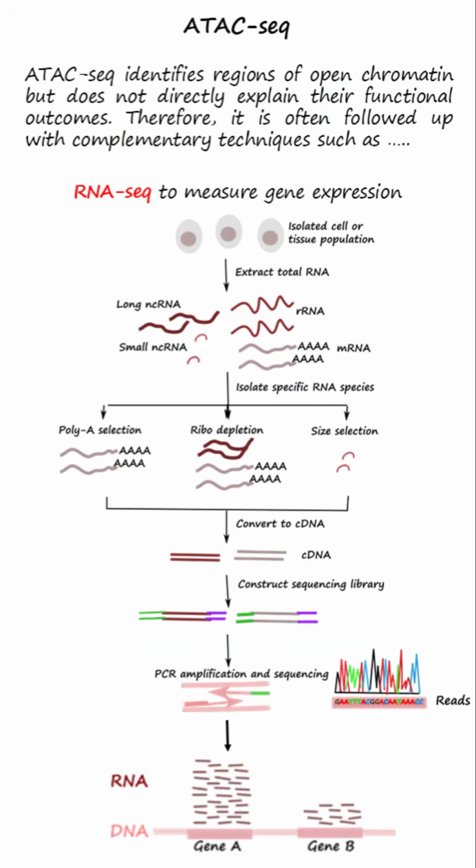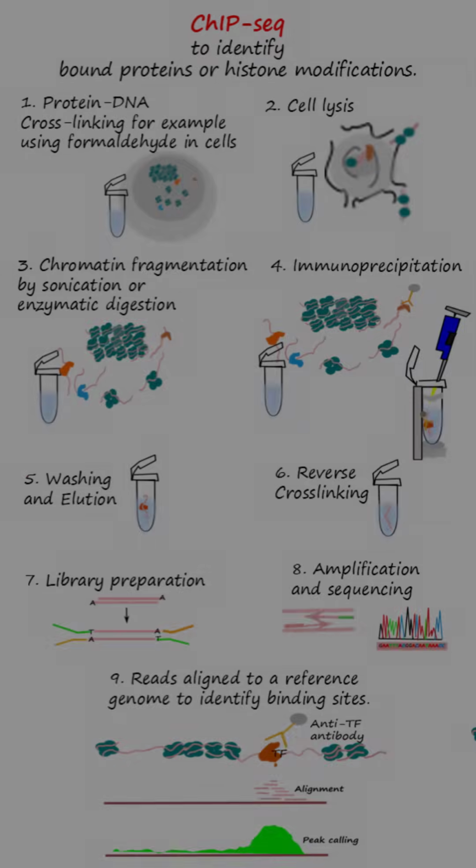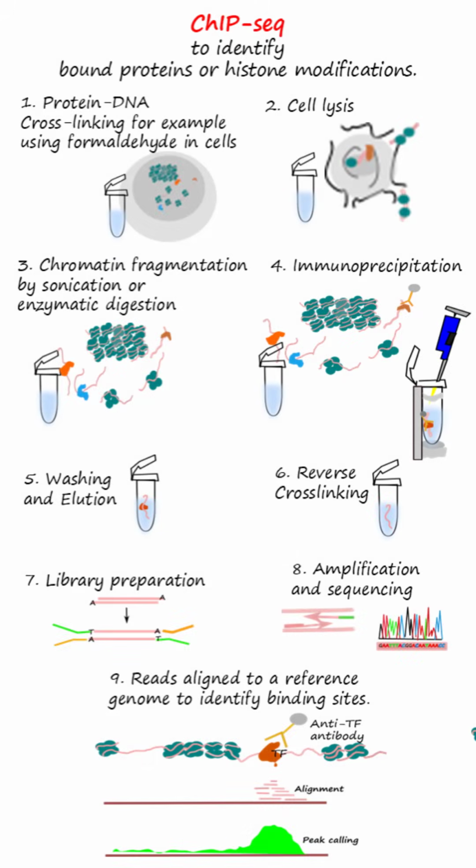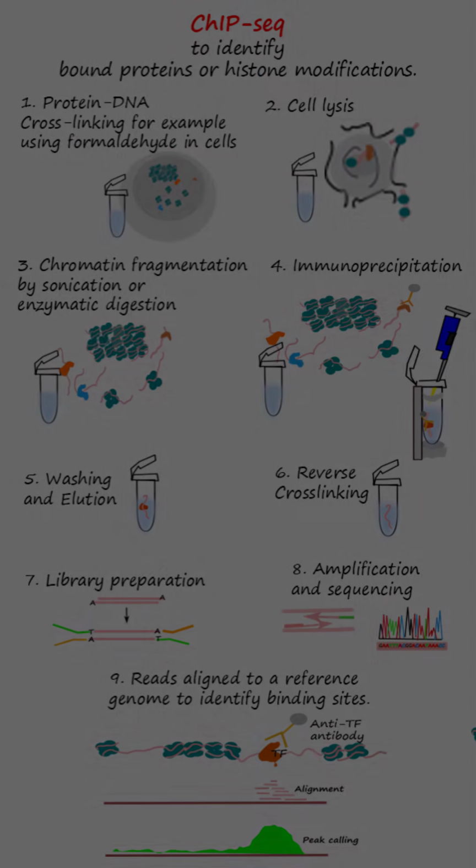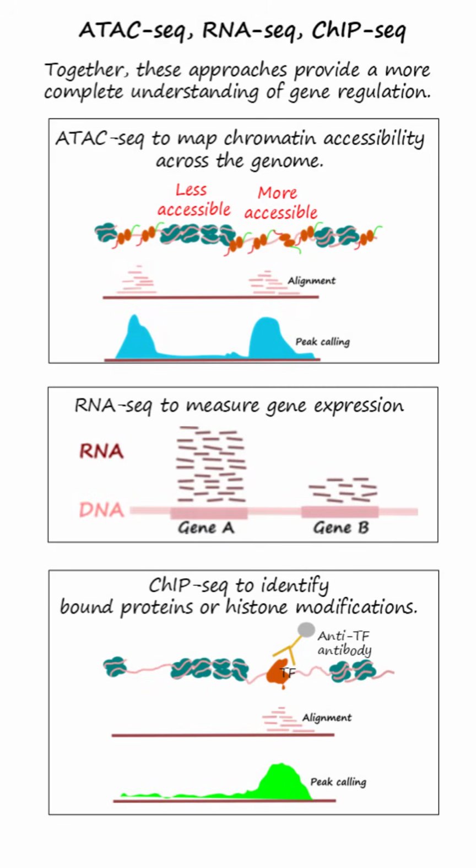Although ATAC-seq identifies regions of open chromatin, it does not directly determine their functional outcomes. It is therefore often combined with RNA-seq to measure gene expression and ChIP-seq to identify protein binding or histone modifications. Together, these complementary approaches provide a more comprehensive understanding of gene regulation.